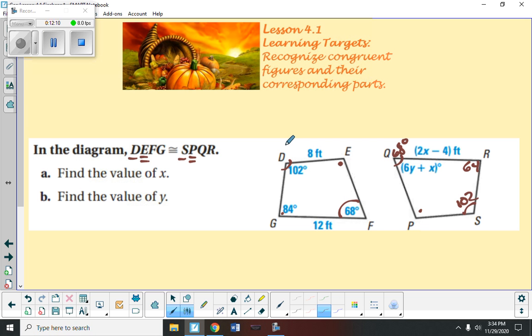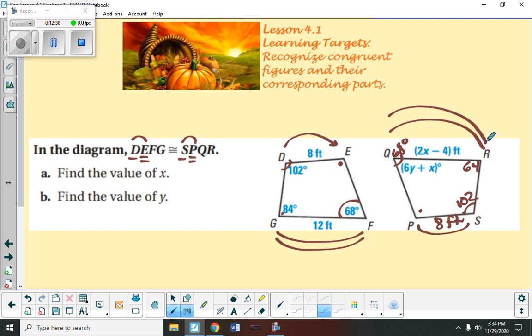But I know that segment DE is going to be congruent to SP. So then this is 8 feet, so I can fill that in. These two go together. And I also know that segment FG, this one, is congruent to segment QR. Those are like the two longer sides. And if this is 12, this one is 12. So now I know that 2x minus 4 is equal to 12. I can make an equation. So first I'll just solve that by adding 4 to each side.